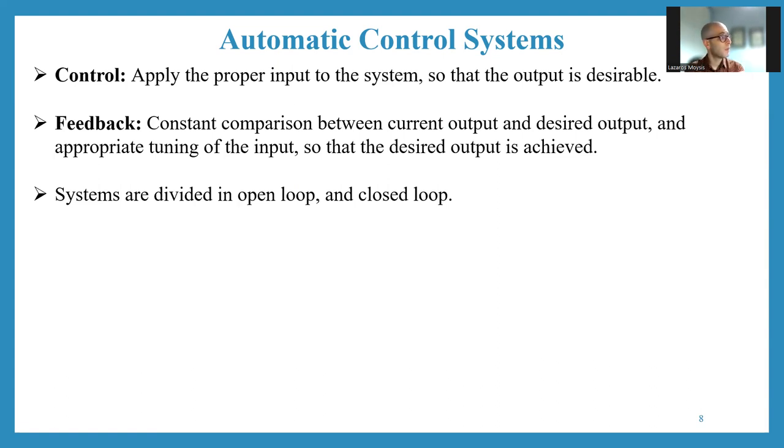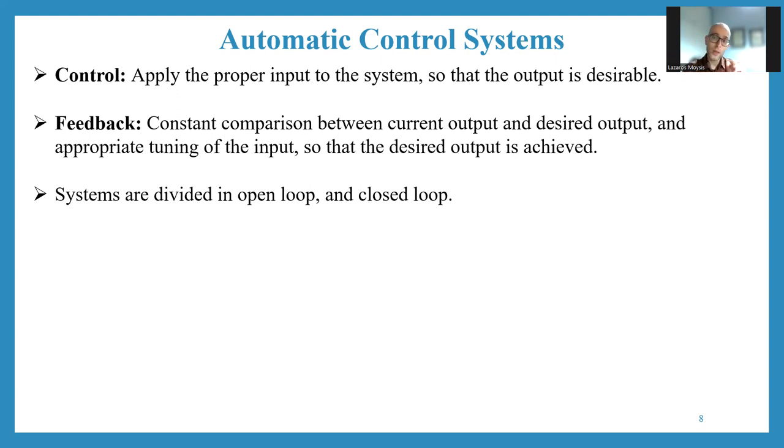If the system is mechanical, we may be referring to a desirable speed for a moving object, or a desirable position, for example for a simple drone. We can be referring to temperature control when we are controlling an oven or an air conditioner inside a room, so our desirable output is a fixed temperature. We may be referring to a fixed level in case of tank level control in the industry. So the idea is to provide the appropriate input so that the output is desirable.